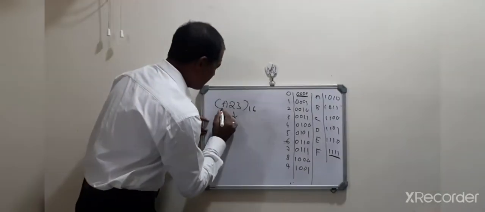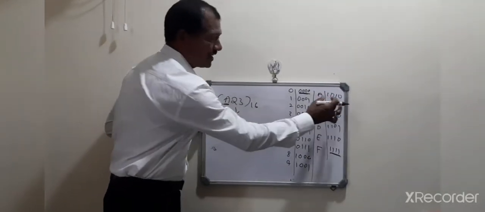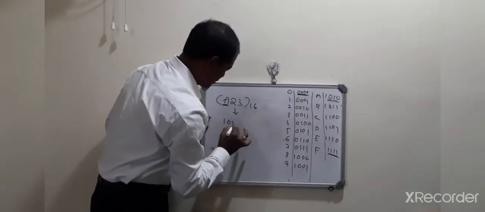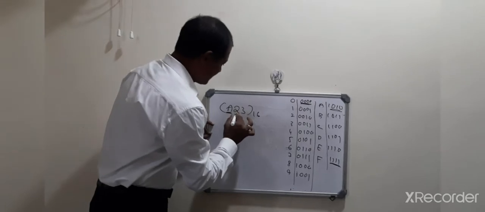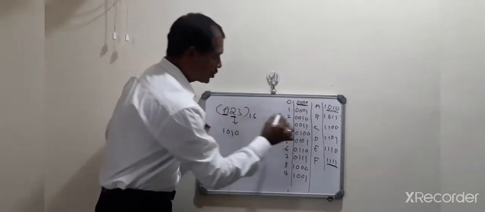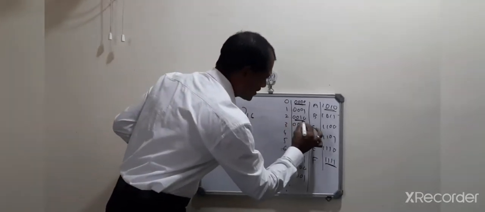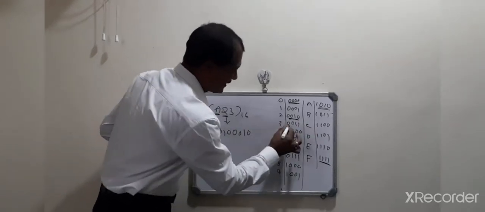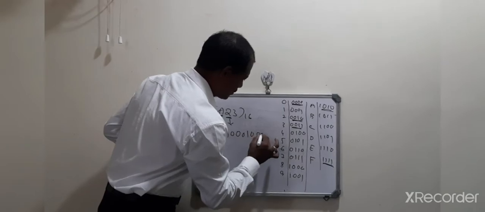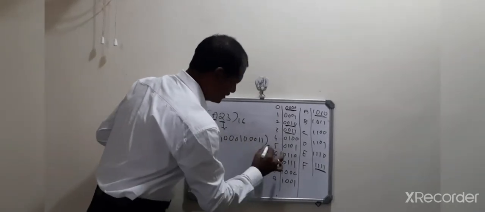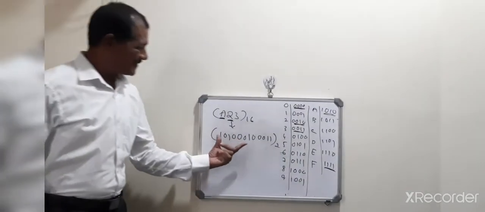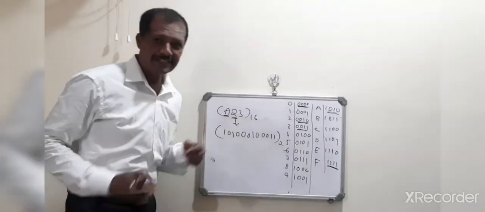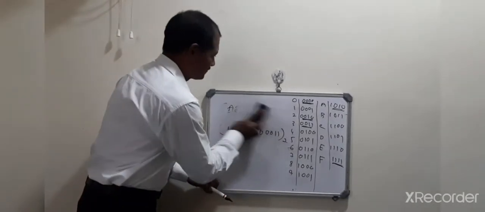So A means the equivalent binary number is 1010. You can write this 1010. Next is hexadecimal digit 2. For 2, the equivalent combination is 0010. For 3, 0011. Base 2. So this is how to convert hexadecimal to binary. I'm going to take one more example.